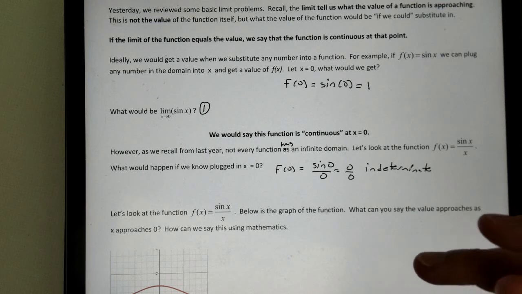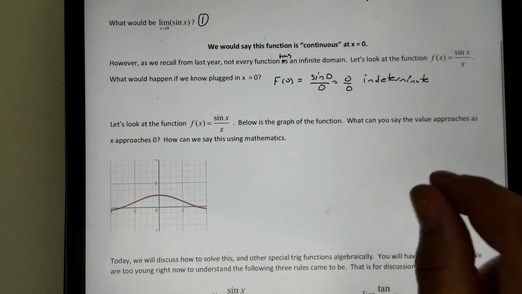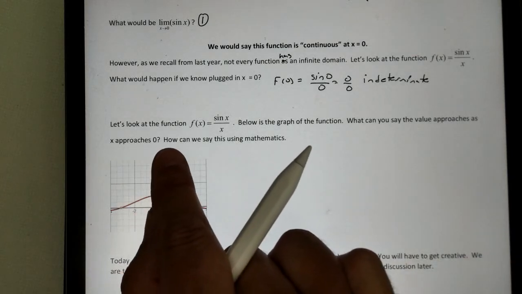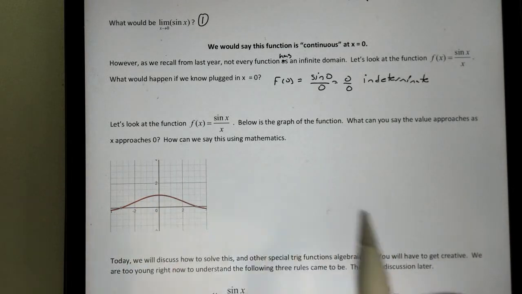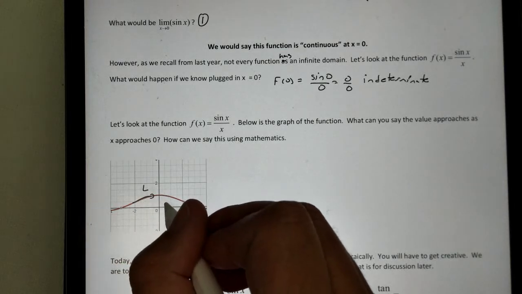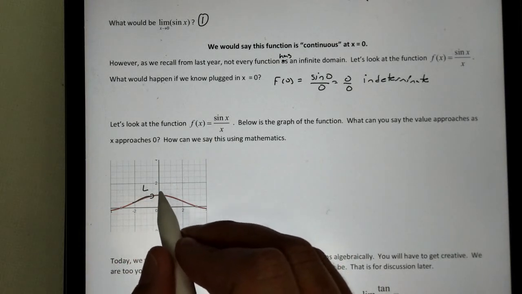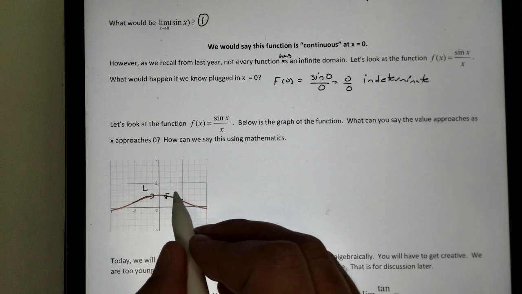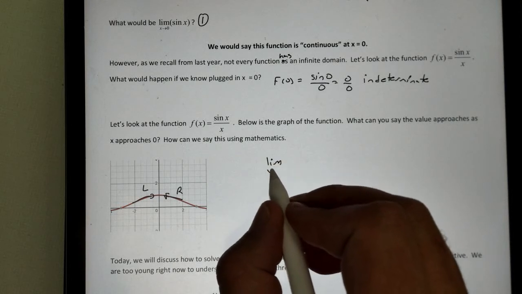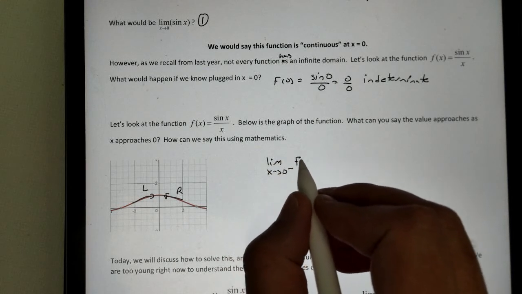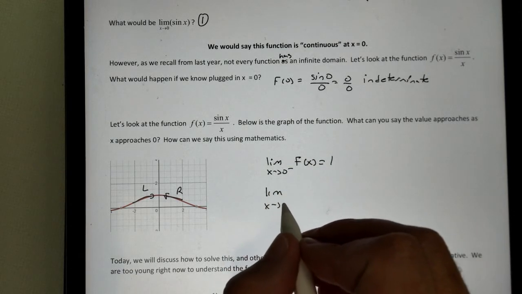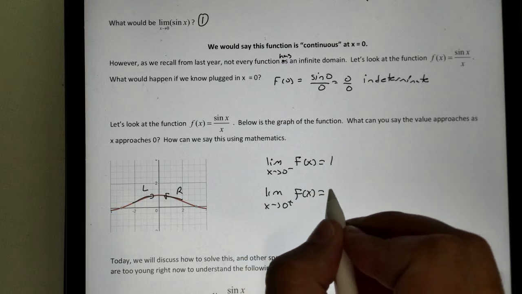So let's take a look at the graph. I graphed sine of x over x below here. So we can think, well, what can we say the values approach as x approaches 0? So we take a look at here. Well, if we approach from the left-hand side, the value looks to be approaching 1. Be careful of the scale. If we approach from the right side, the value also approaches 1. So we can say that the limit as x approaches 0 from the left is 1, and we can say that the limit as x approaches 0 from the right is equal to 1.